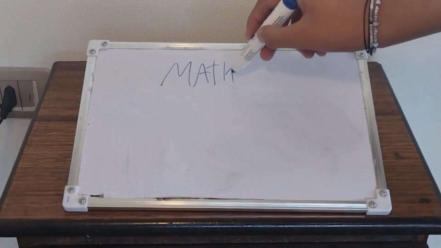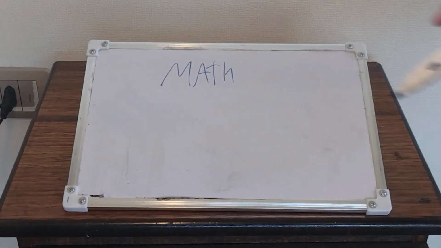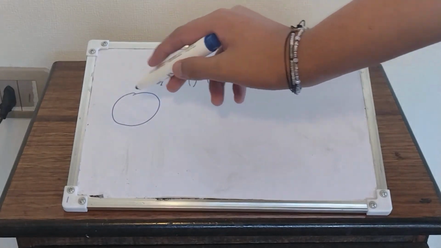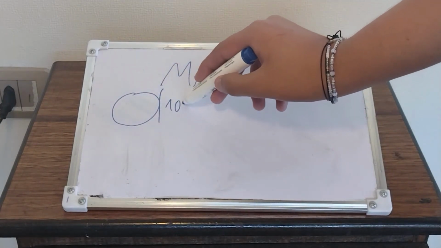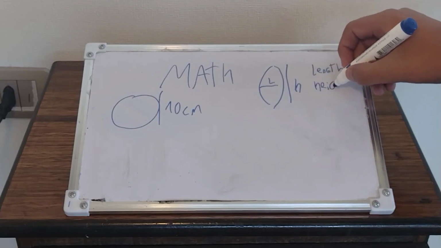Part 2, Math. We'll need to know the size of the final sphere. For example, let's imagine a ball 10 centimeters tall, then use this formula.